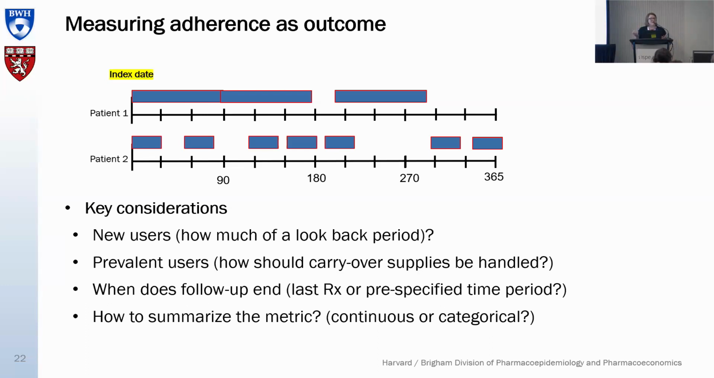Maybe sometimes we are interested in prevalent users, because those are the bulk of people taking chronic medication, or those who were previously taking it. In that case, where do we start the index date? Any supplies of medications that were filled beforehand, how do we handle those? Typically, we allow those to be counted if they overlap with the index date, but there are small things you have to consider there.